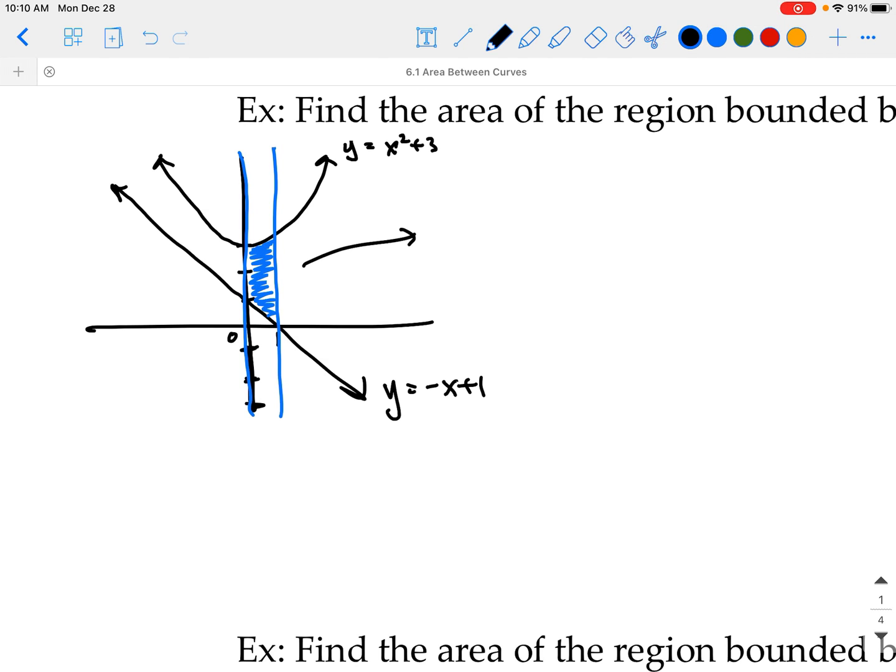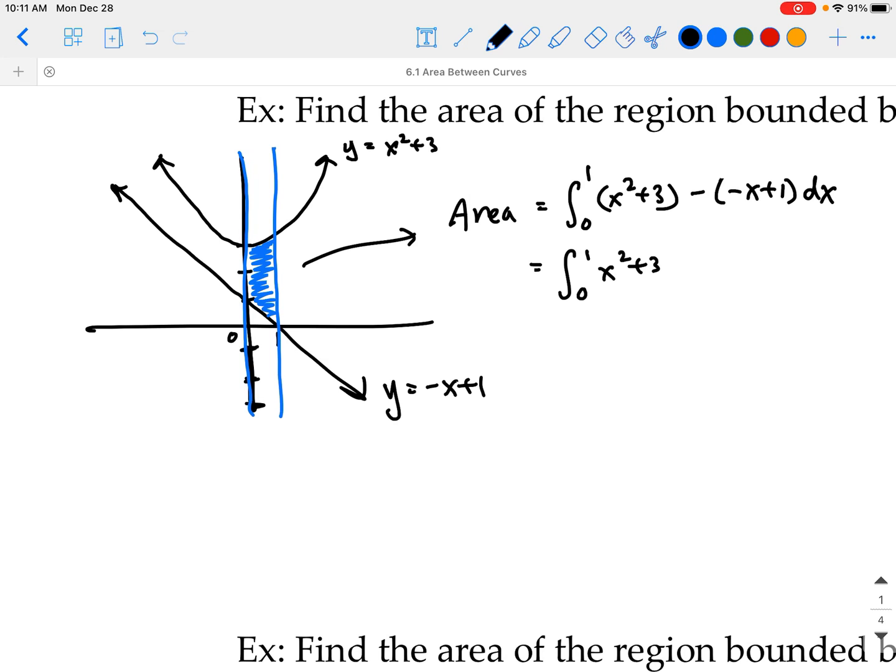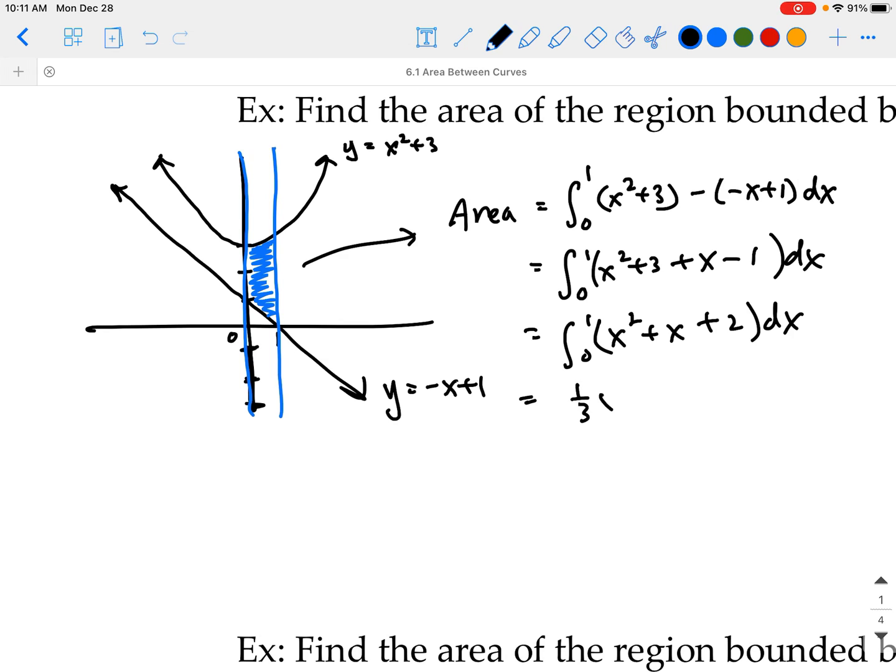So then for our area, we can see that the quadratic is always above the linear. So the area is going to equal the integral from 0 to 1 of x squared plus 3 minus negative x plus 1. And I always put my two functions in parentheses, especially that second function, because you're going to have to distribute that negative. So what we'll end up with is the integral from 0 to 1 of x squared plus 3 plus x minus 1, which we can then simplify to x squared plus x plus 2. And now we can just integrate normally.